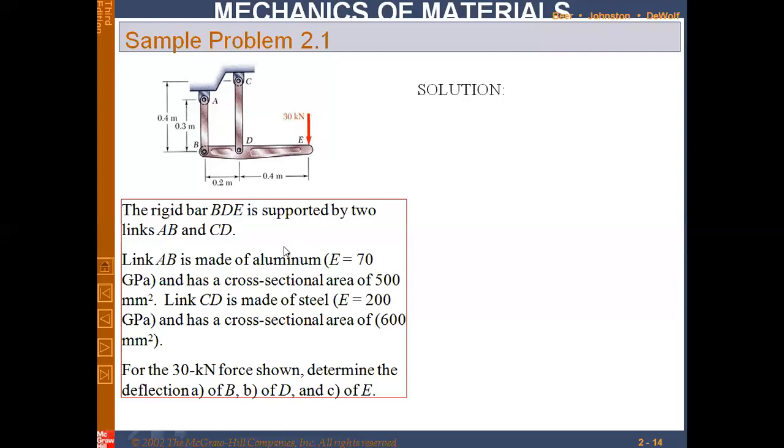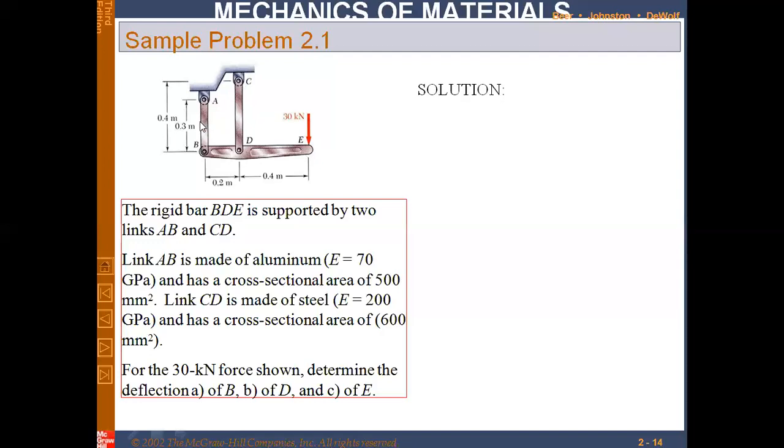So let's first read the statement, and then we will try to simplify the problem and solve it. The rigid bar BDE is supported by two links AB and CD. So we have a rigid bar. Rigid bar means that there would be no deflection, so we have to assume no deflection in this member or link. Rigid means material which is very tough and no deflection may occur if we apply the load. So this is a rigid bar.